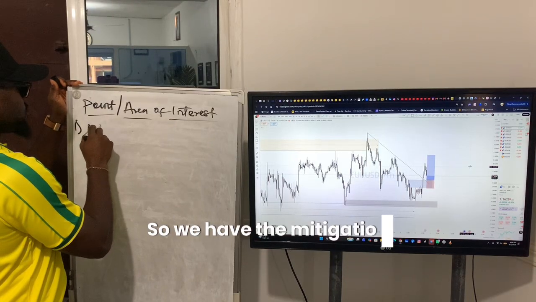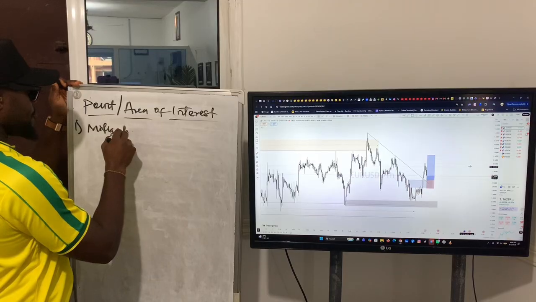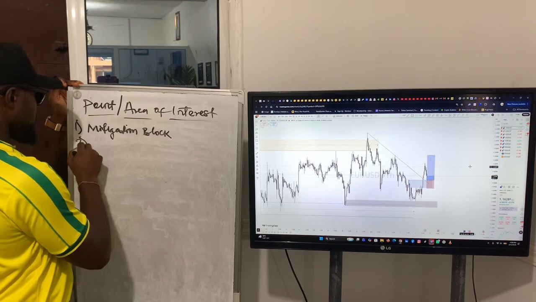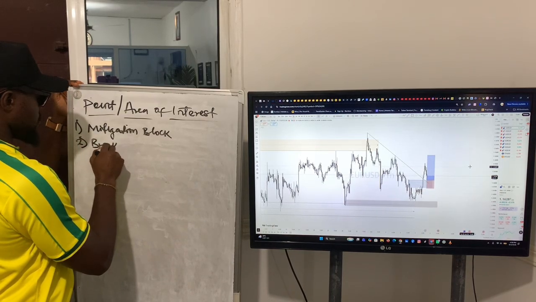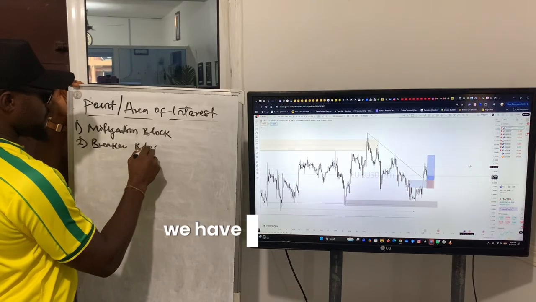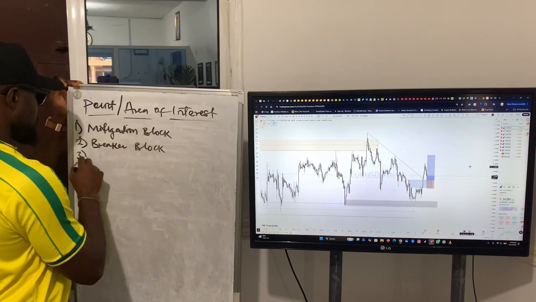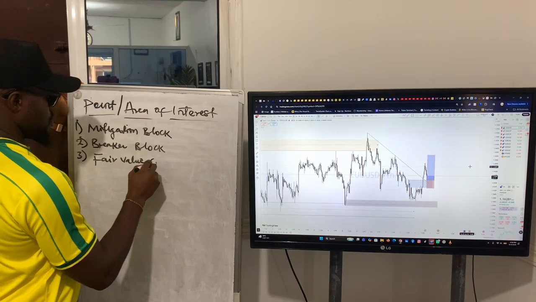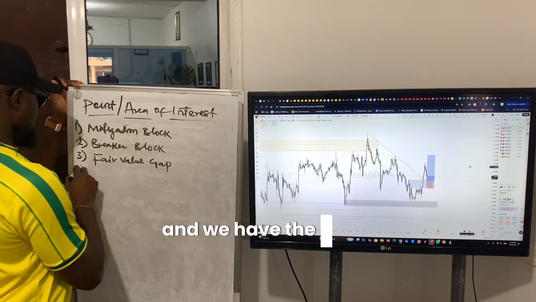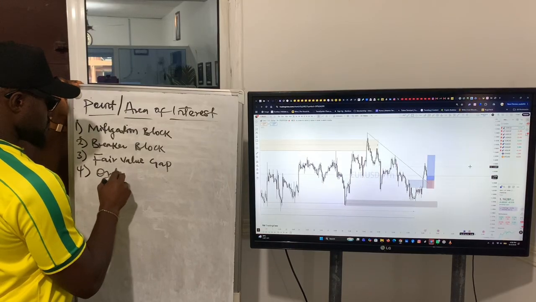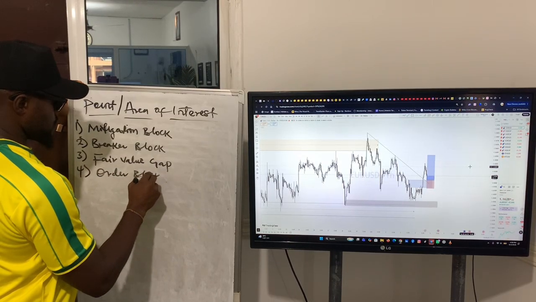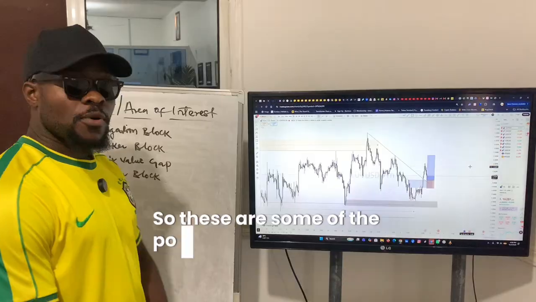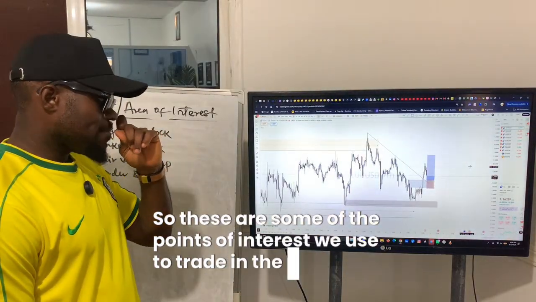So we have the mitigation block, we have the breaker block, we have the fair value gap, and we have the order block. So these are some of the points of interest we use to trade in the market.